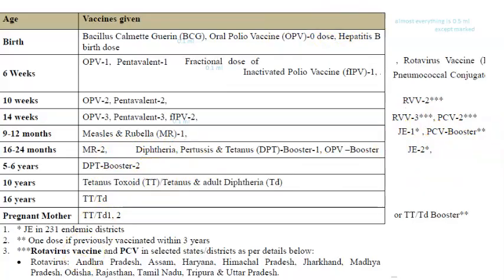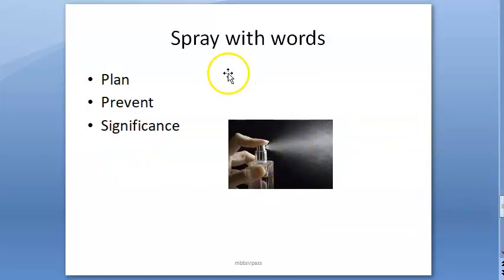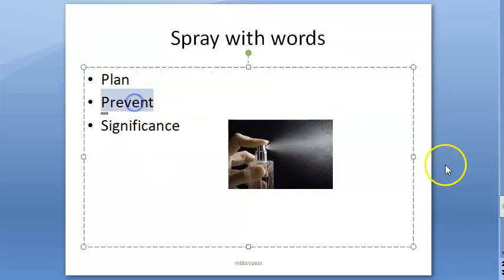So simple, isn't it? In India, what is there? Malaria, polio. If you know these two, you have passed community medicine, guys. Malaria, you should know everything about it. Polio, everything about it. You will pass, okay, if you know this much. Then coming to spraying with words: your entire paper should be sprayed with prevention, all the parameters of prevention. Planning, significance, something you will write, right? How a community medicine person will think. Spray these words everywhere.